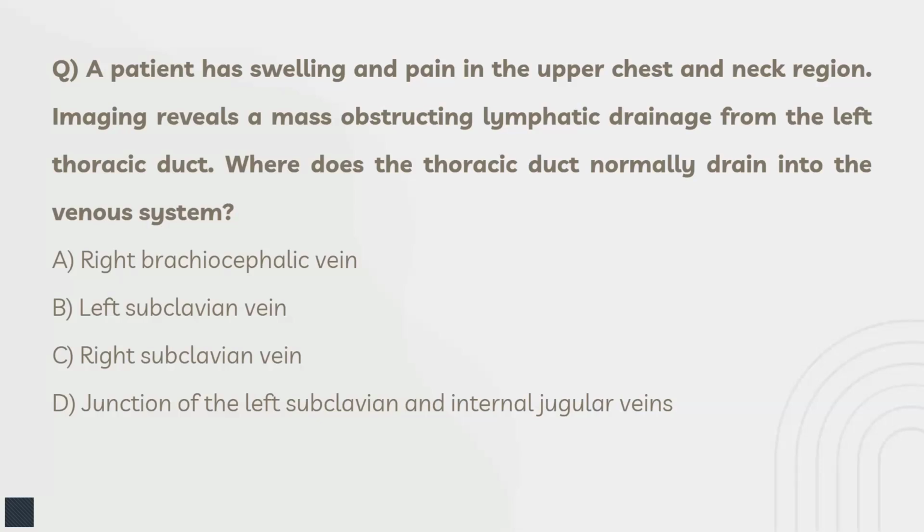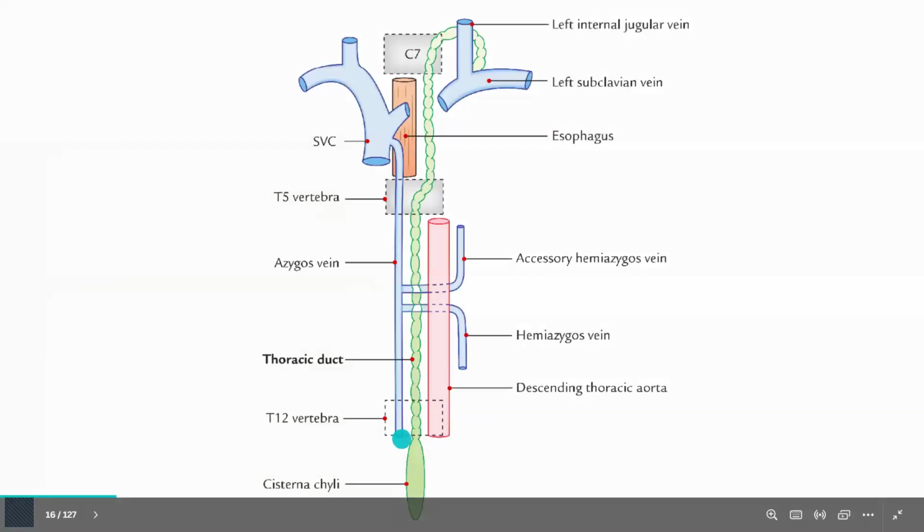Okay, so the answer is D. This is a basic recall question. You have the cisterna chyli, which is a bulb starting in your abdomen, and then the thoracic duct carries lymph from the cisterna chyli all the way up to this junction here, okay?